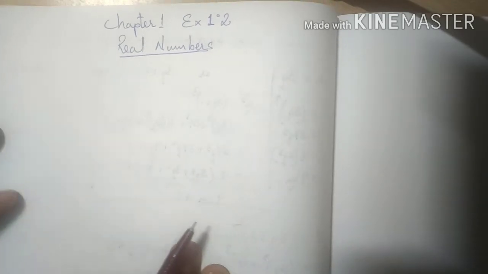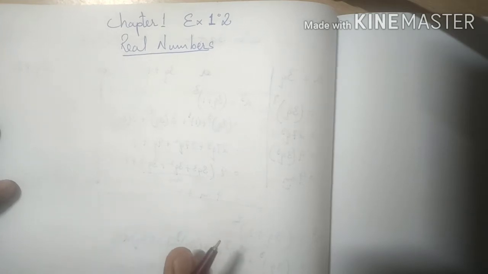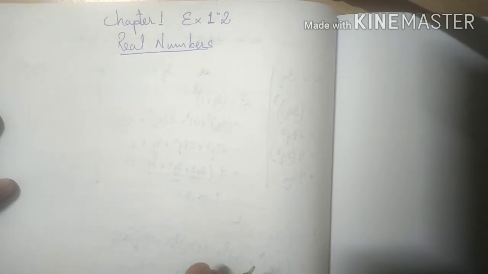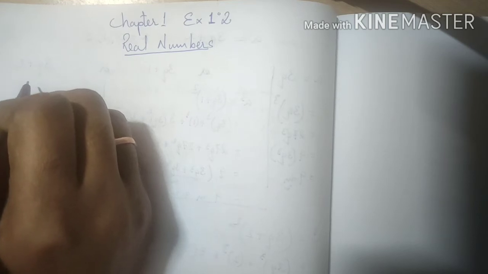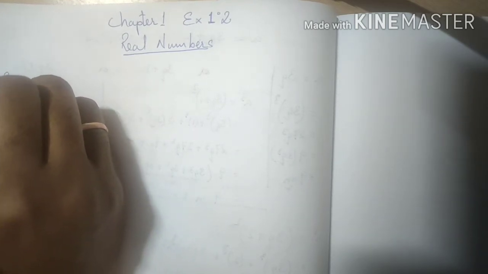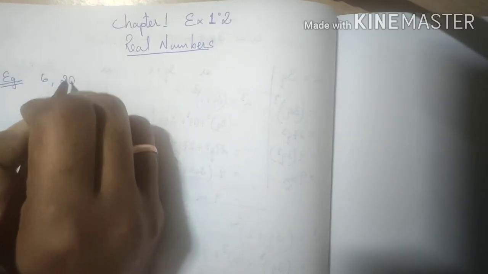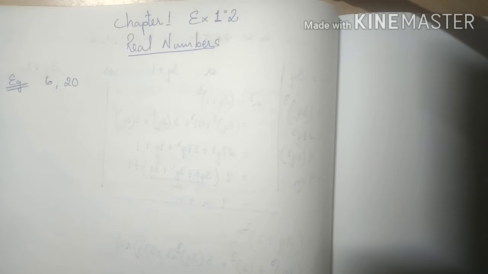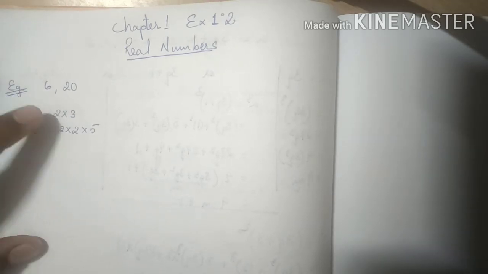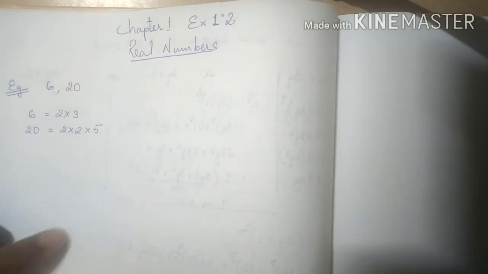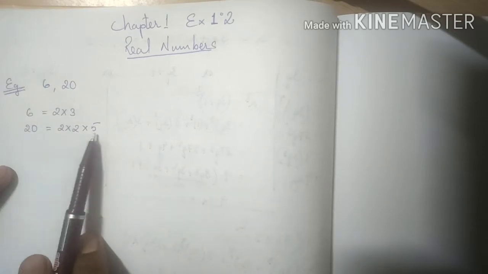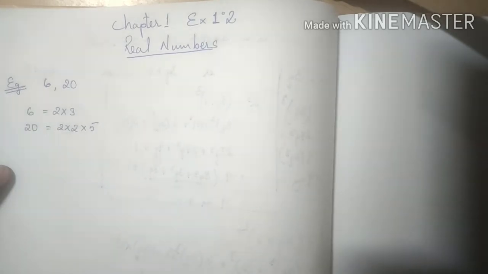With the help of the prime factorization method, or the fundamental theorem of arithmetic, we can find the LCM and HCF of any numbers. For example, let's say we need to find the LCM as well as the HCF of 6 and 20. So 6 can be written as 2 into 3, and 20 can be written as 2 into 2 into 5. These are the prime factors of these two numbers.